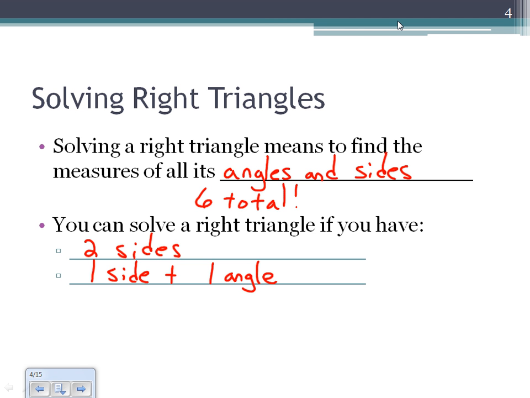And remember, these are always for right triangles, so there's an extra piece of information right there. So I've given you 2 sides and then 1 right angle, so that's actually 3 pieces of information. 1, 1, and then the right, so that's actually 3 again. So you have to start with 3, which means you have to find the other 3. Okay?